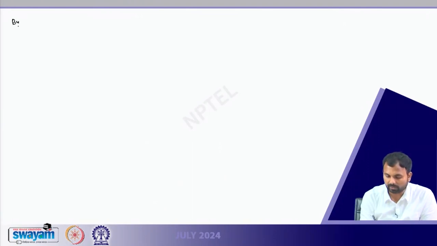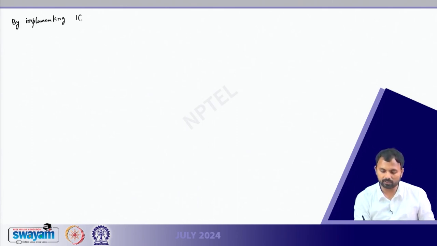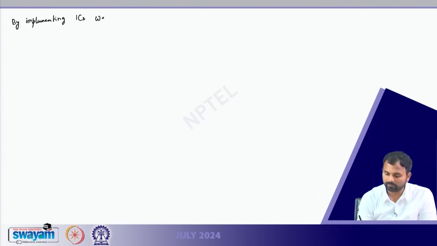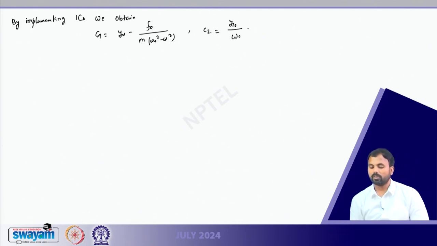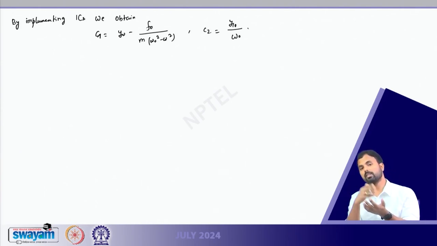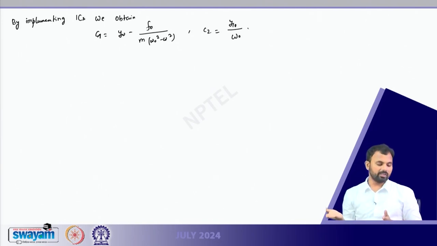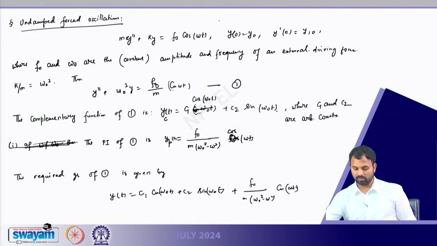Now, we can use the initial conditions that are given to us. By implementing the ICs, we obtain c1 equals y0 minus f0 by m(omega0 square minus omega square), and c2 equals y1 by omega0. Now we can substitute the values of c1 and c2 in our general solution. So when you have a non-zero right hand side, we get the complementary function and the particular integral, then you write down the general solution as the sum of the complementary function and the particular integral, and that is this expression here.